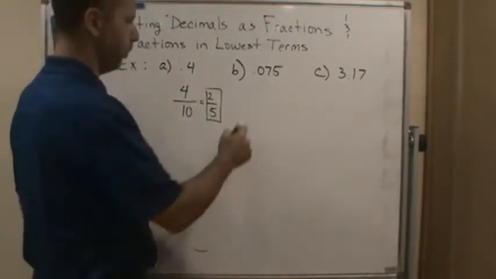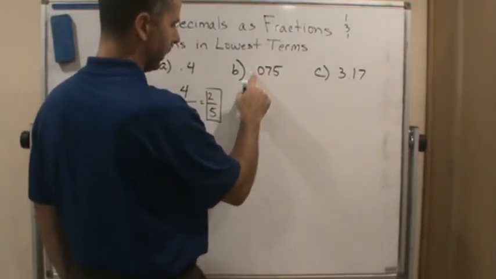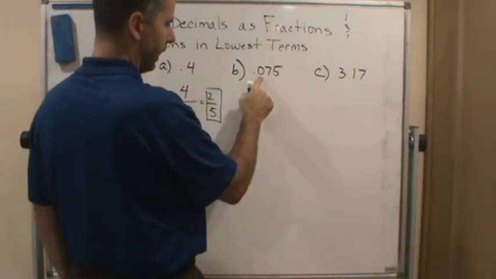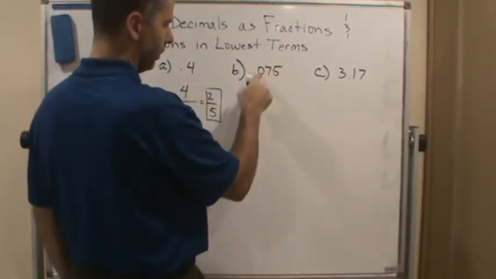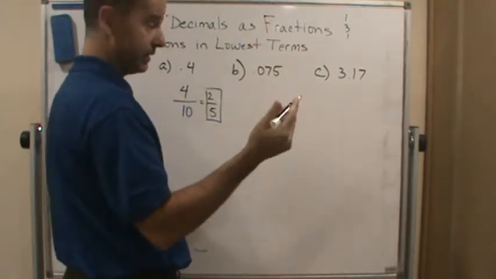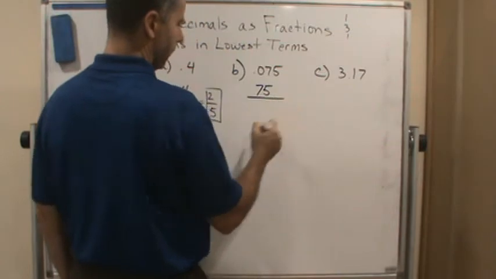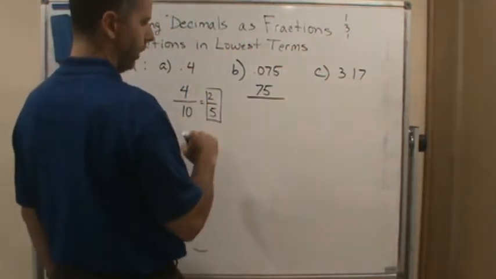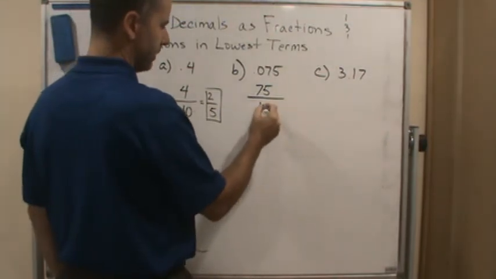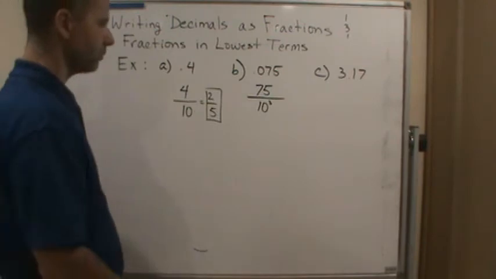Now what about this one, 0.075? Okay, so now we're again going to ignore the decimal point and any leading zeros here. So we're going to treat this as a whole number and ignore the leading zeros. So we're going to put 75 over, well, now how many place values do we have after the decimal point? Well, we have 3, so we're going to write this as 10 to the third, or 1,000, okay?